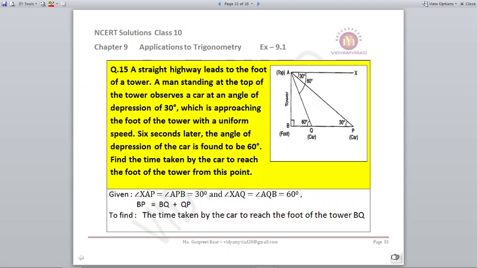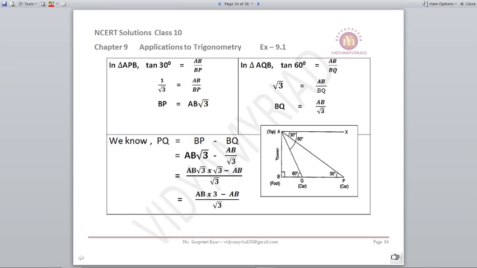Now here we have AB as the tower's height. We have Q and P as the car's position with the angles formed 30 degrees and 60 degrees. We have to find out the time taken to travel the distance of BQ. So let's take the triangle APB. In that, tan 30 will be equal to AB upon BP. Tan 30 is 1 upon root 3, so 1 upon root 3 equals AB upon BP. So BP will become AB root 3.